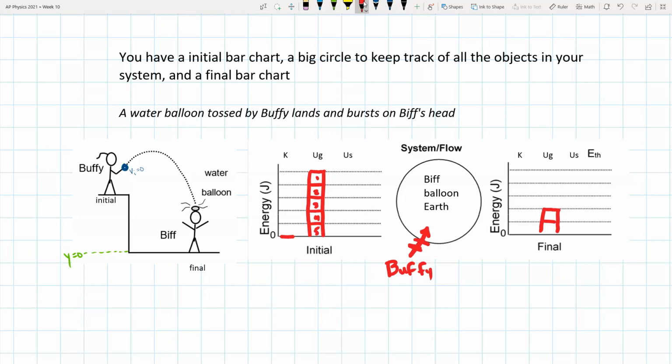Well, this ball is moving right when it's about to land on Biff's head. V equals some final velocity. I don't know, so let's just say it's greater than 0. Right? It's moving right before it hits Biff in the head. So we could say that all that energy went to kinetic.